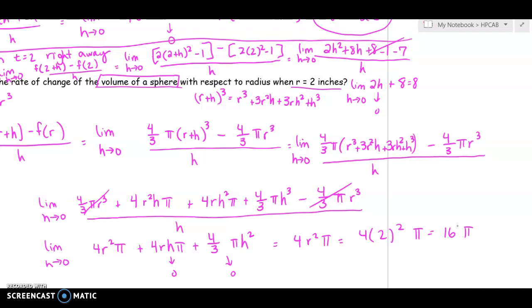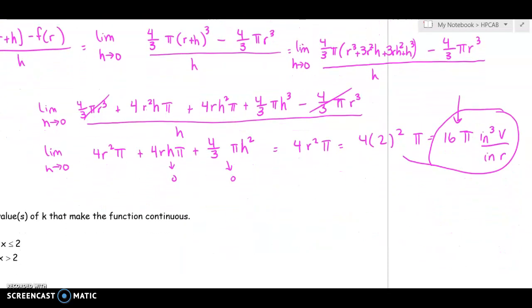And then our units, all right, we're talking about the volume in inches, and the radius in inches. So it'll be cubic inches of volume per inch of the radius. All right, don't worry so much if you didn't know what the units were supposed to be. That's not a huge deal. It's more the answer, 16 pi, that I'm more interested in.